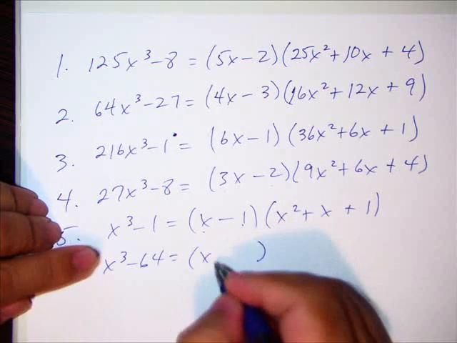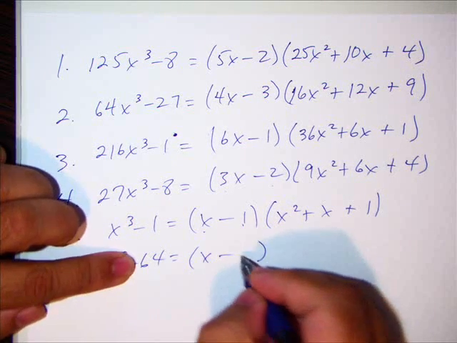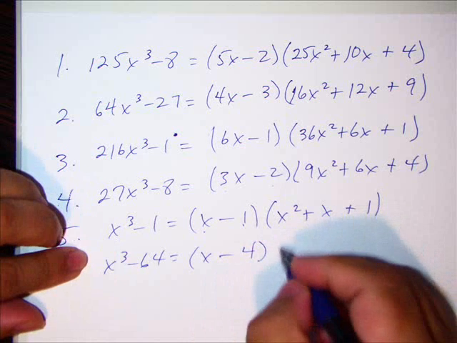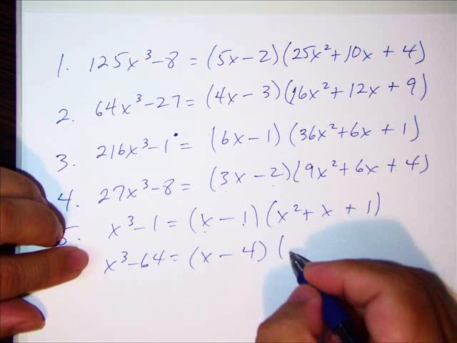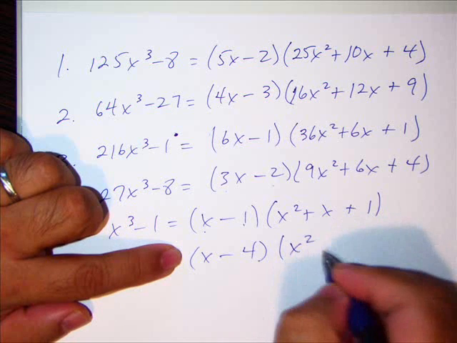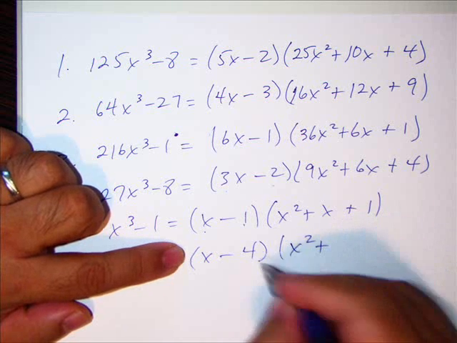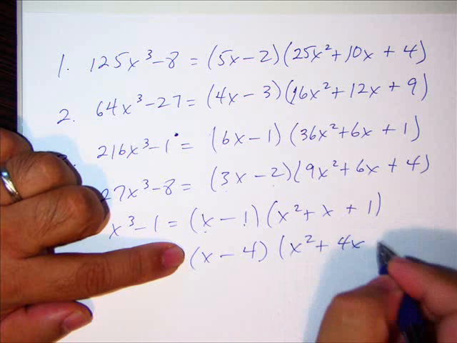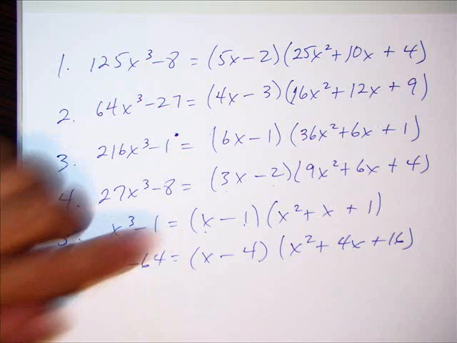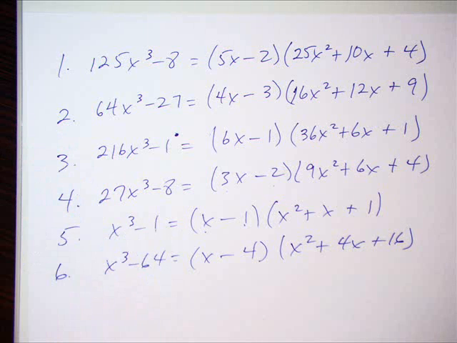Cube root of x cubed. Keep the sign. Cube root of 64. Square the first term. Change the sign. Multiply the two terms. Plus 16. Okay. That's it for sum and difference of two cubes.